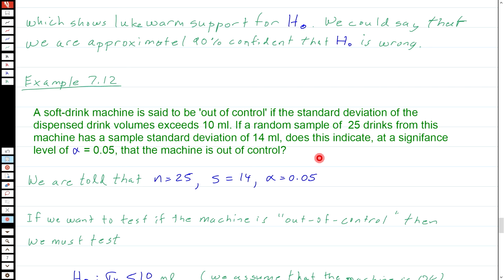Okay, I think one more example. A soft drink machine is said to be out of control if the standard deviation of the dispensed drink volume exceeds 10 milliliters. Now let's suppose we take a sample of 25 drinks from this machine, and that sample has a sample standard deviation of 14 milliliters, which is bigger than this 10 milliliters. Does this indicate at a significance level of 0.05 that the machine is out of control? So we're told we've sampled 25 drinks, so n is 25, and from that sample we got a sample standard deviation of 14, and then our alpha is 0.05.